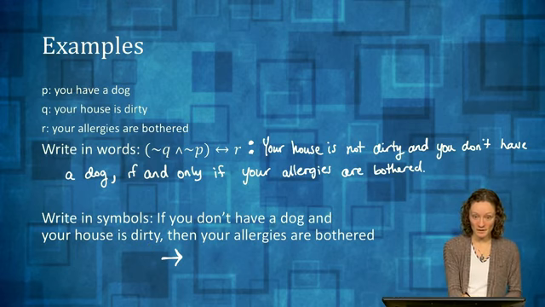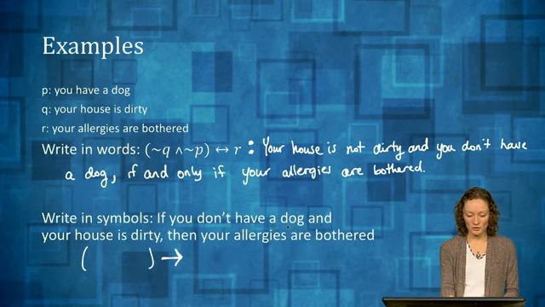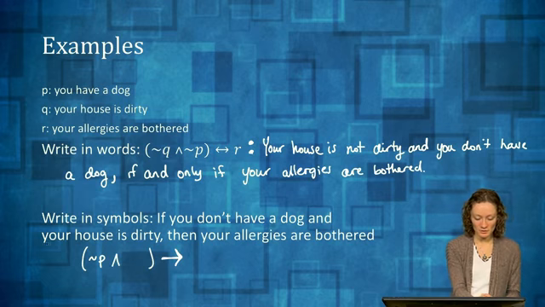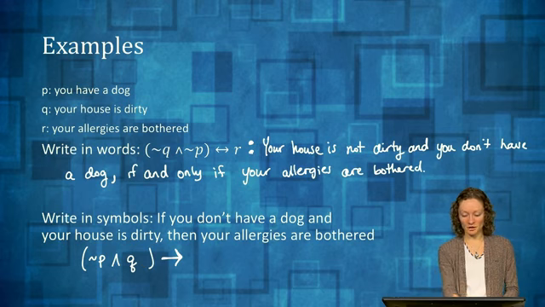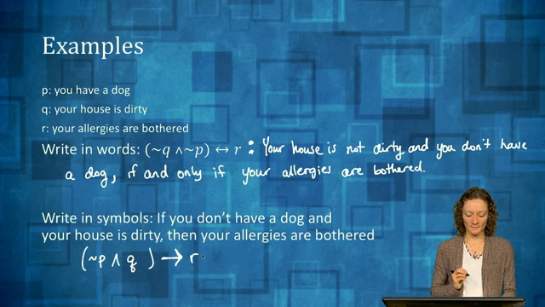More than one idea, and we see a comma, so that tells us there should be parentheses. You don't have a dog, which is negation P, and is the down symbol. Your house is dirty, Q. Then what comes after, your allergies are bothered, is statement R.